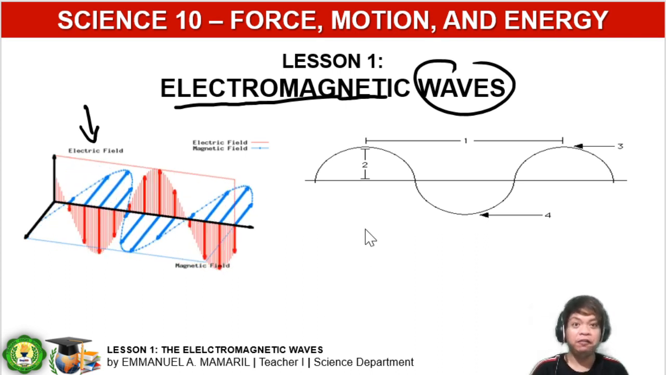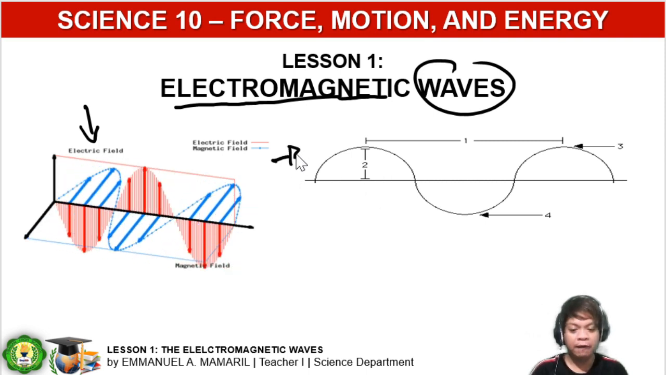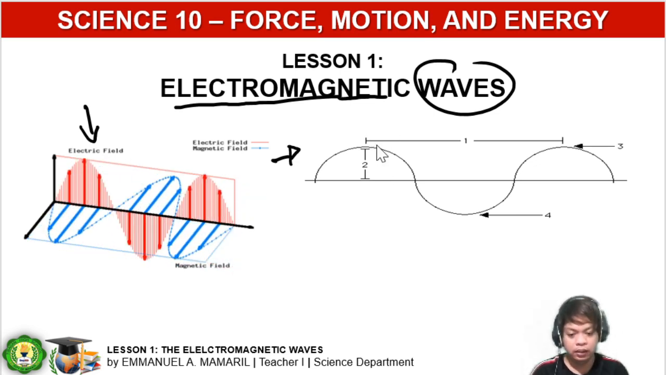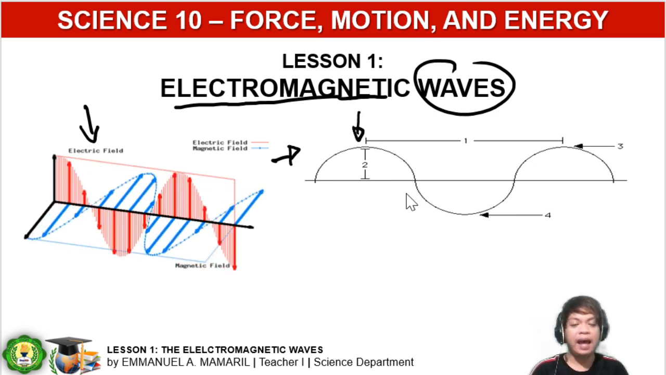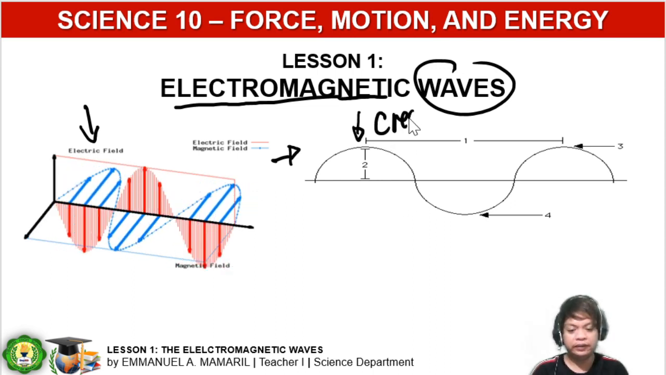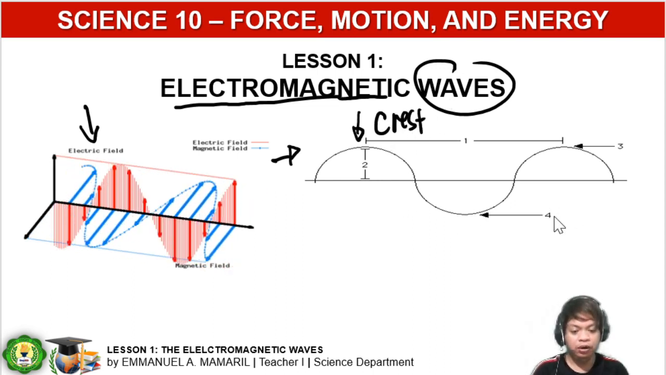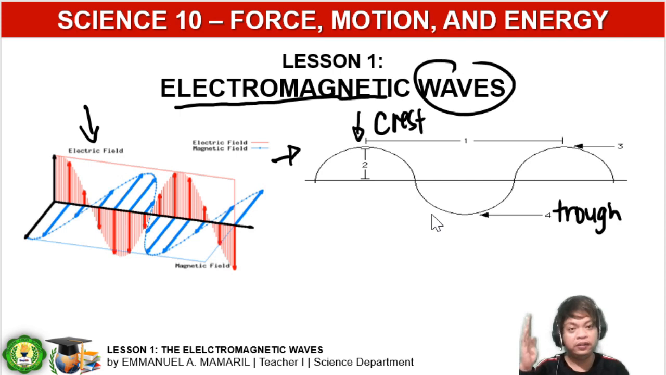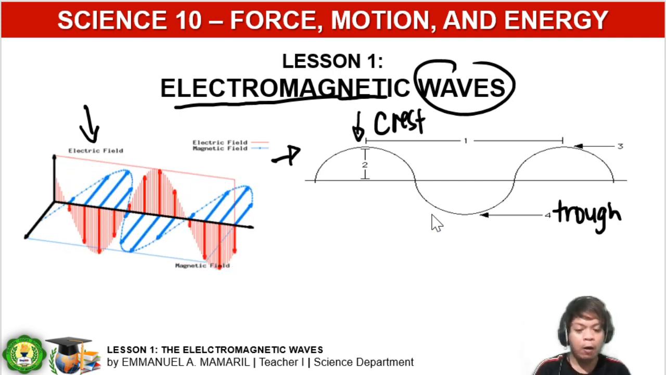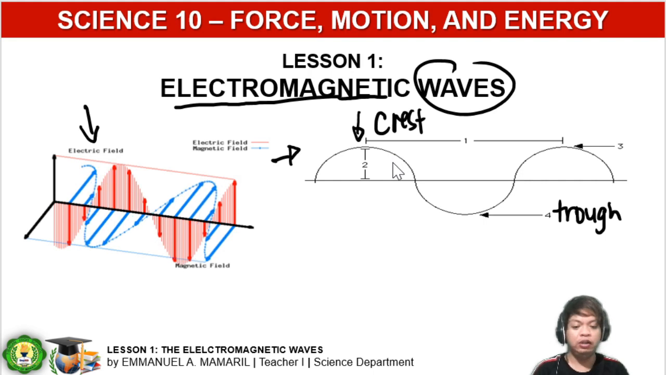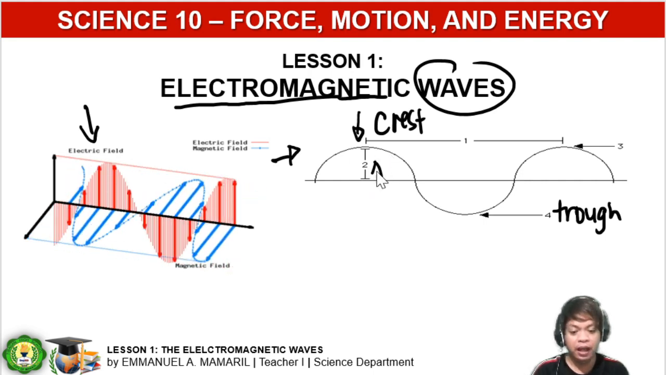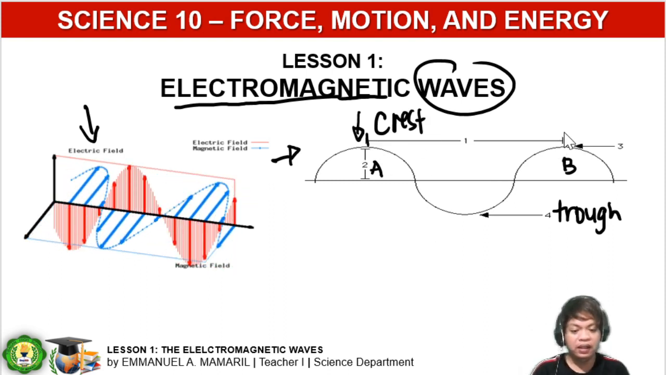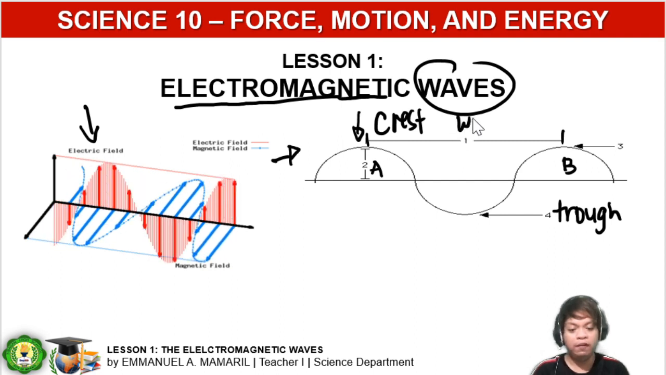And waves have different parts. So as you can see here, we have a diagram of a wave. So the highest part of a wave, this one, that's the highest part of the wave, we call it the crest. And this one here, ito yung may number 4, that we call it the trough. So highest part is the crest, the lowest part is the trough. Now, in this diagram of the wave, you can see two crests. So this is crest letter A and crest letter B. So if we're going to measure the distance between these two crests, we call it the wavelength.